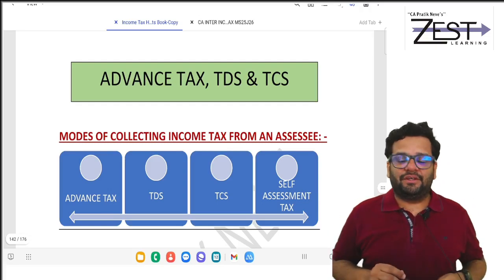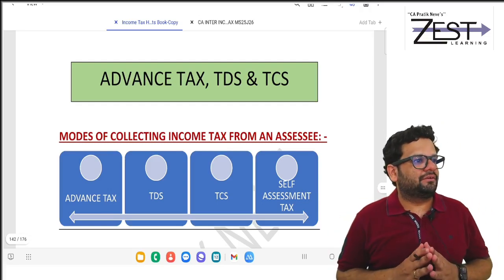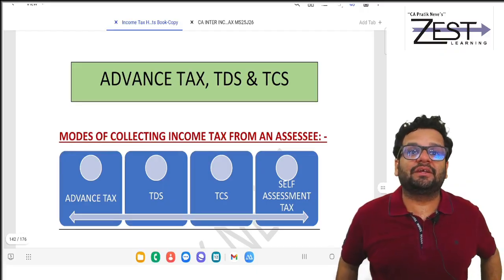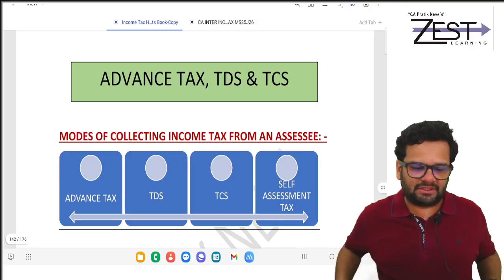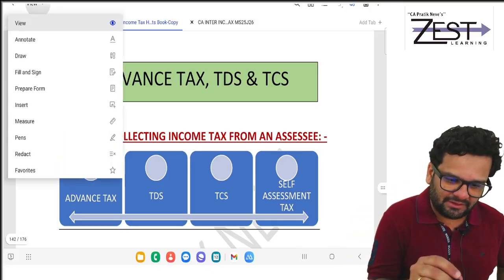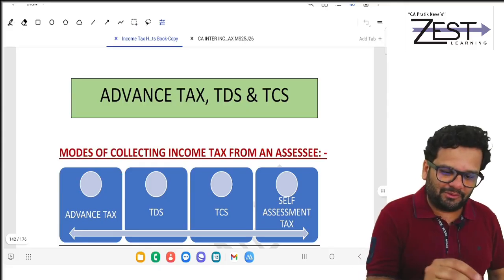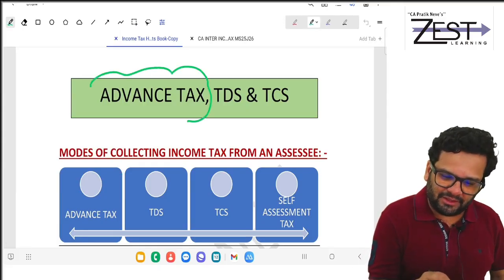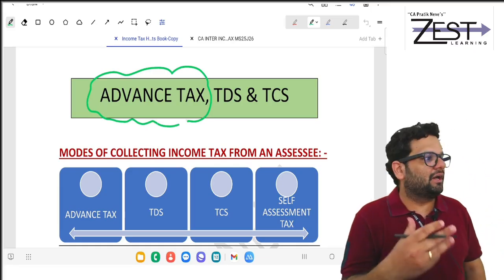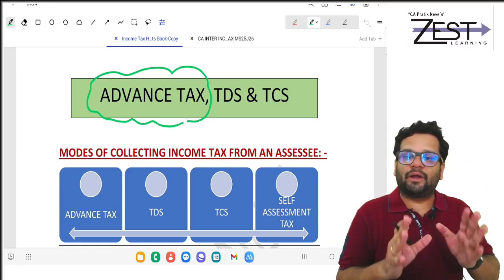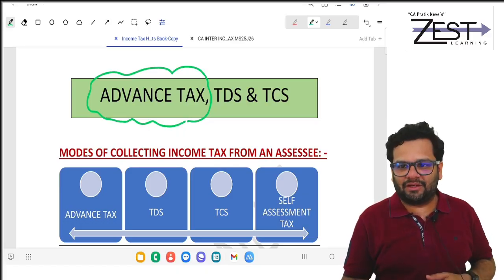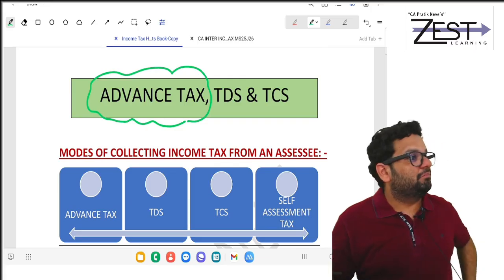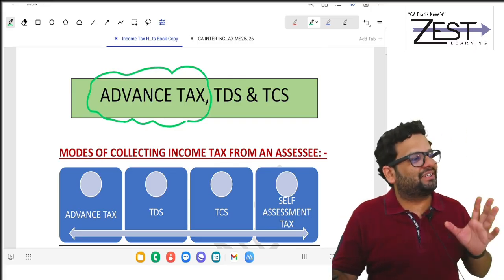So friends, in today's session, we will do advanced tax, TDS and TCS. In this session, slowly we will start with advanced tax. In these 2 to 2.5 hours, we will do advanced tax. What is advanced tax? And what is TDS? And what is TCS? People feel that these are different taxes.